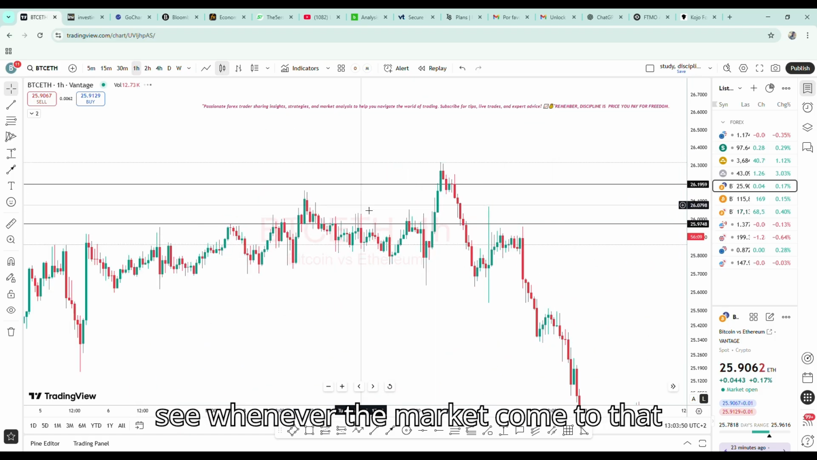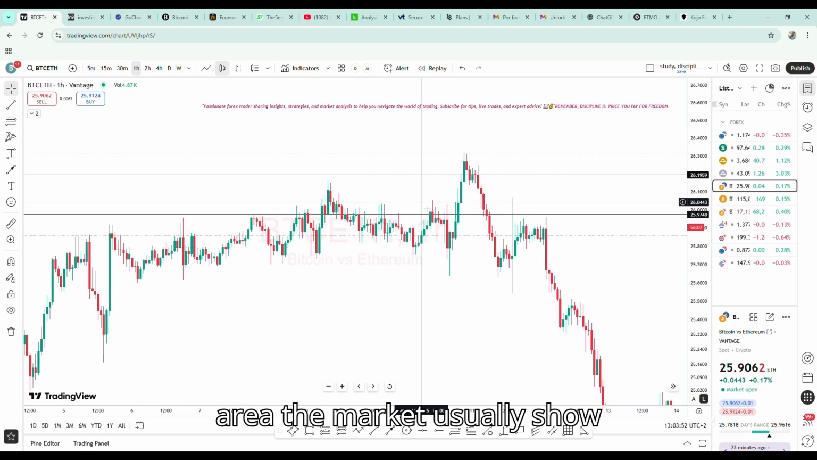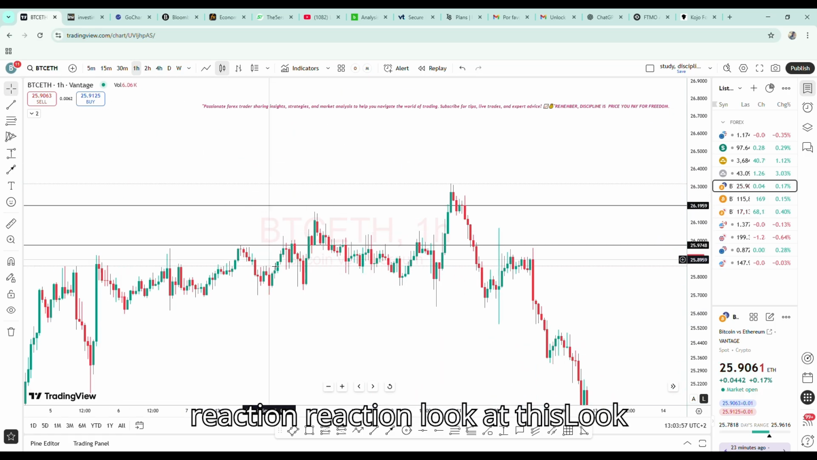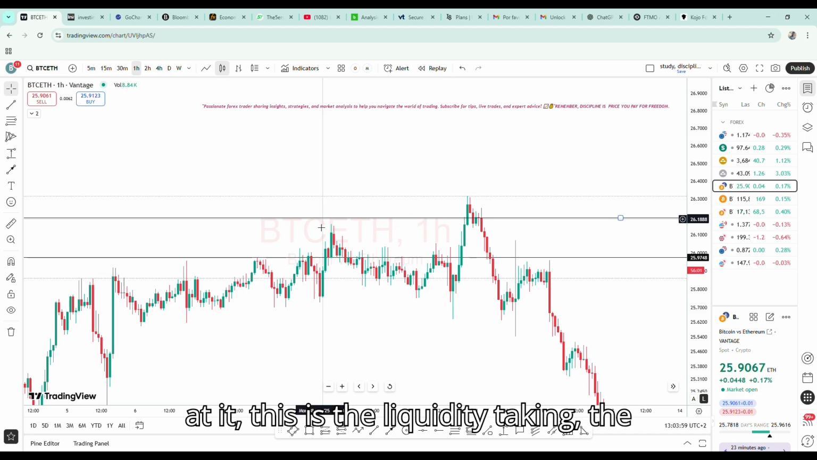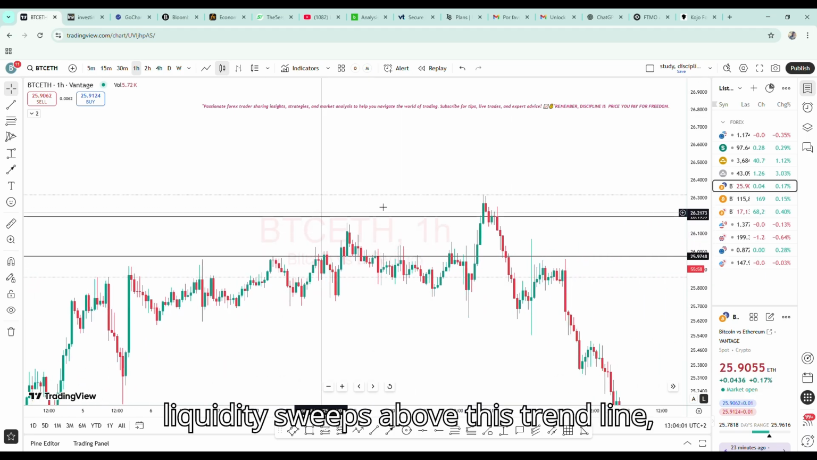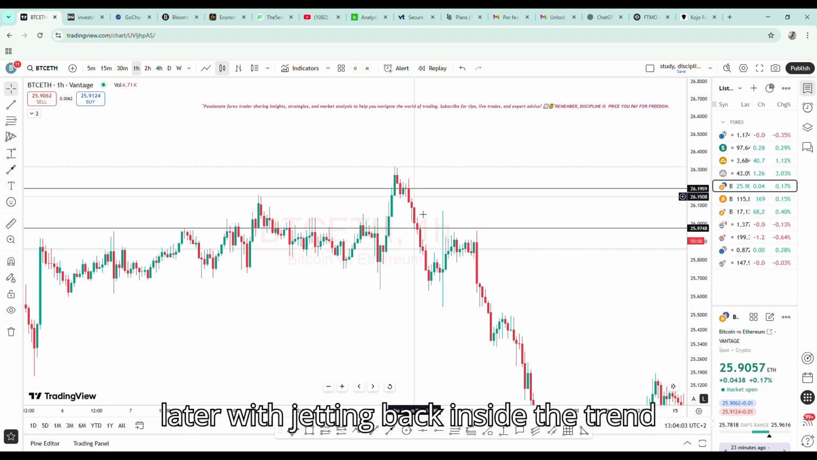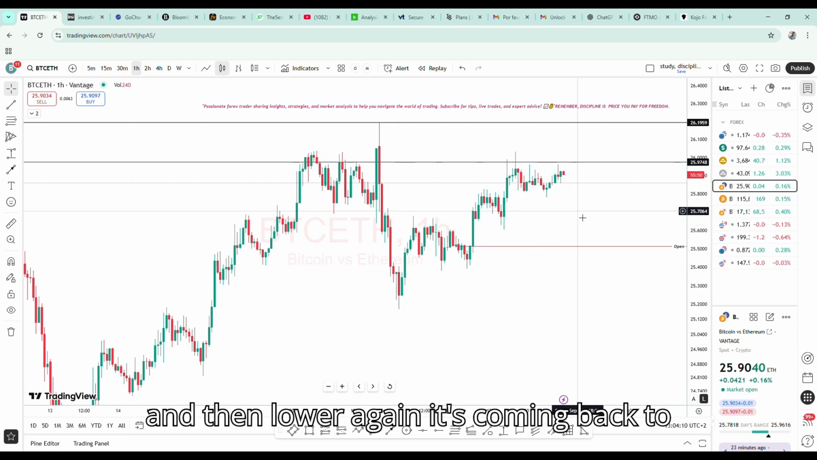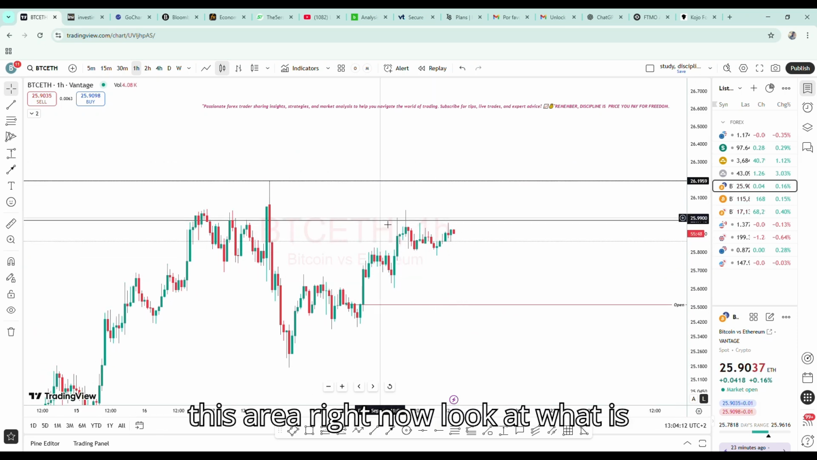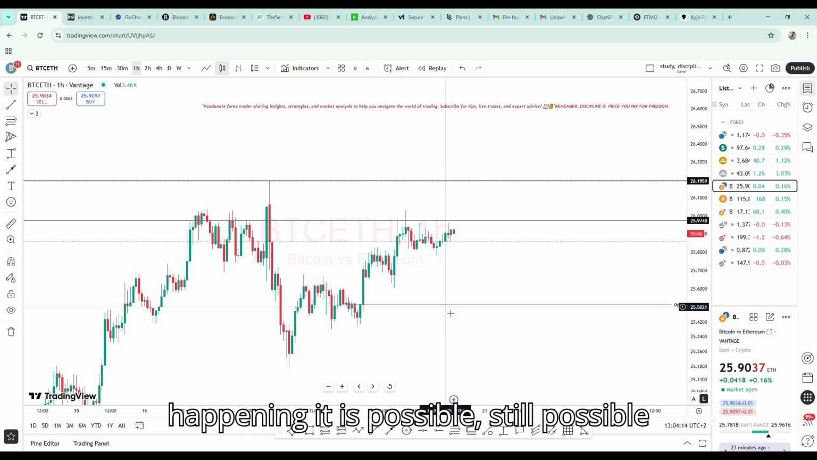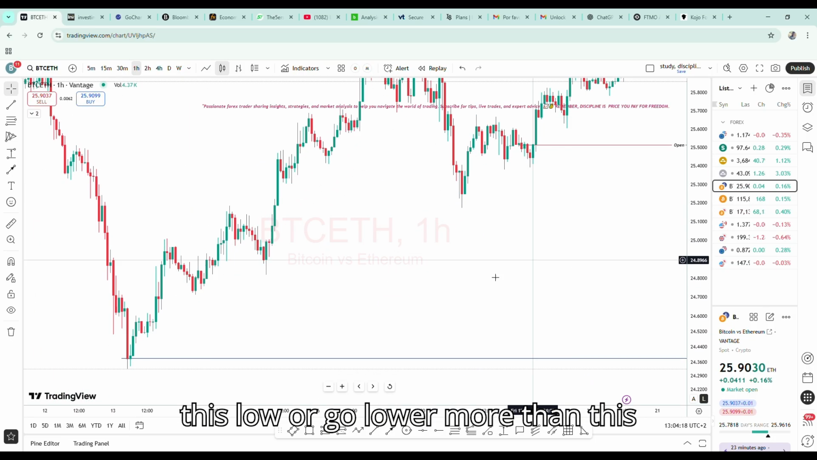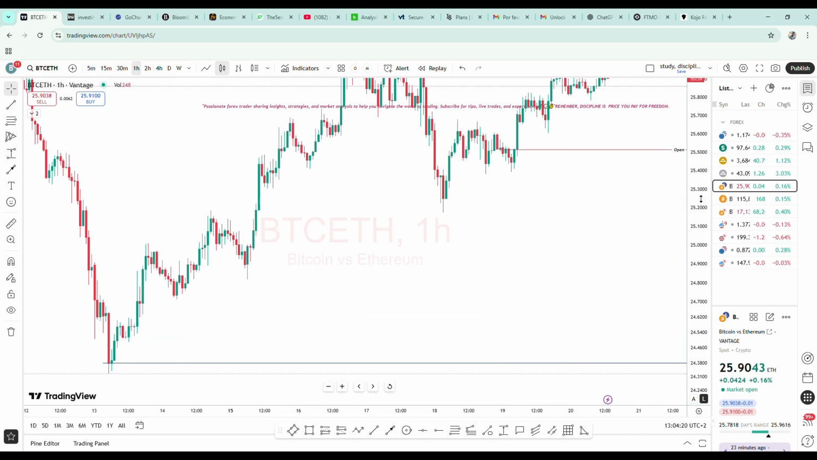Whenever the market comes to that area, the market usually shows a reaction. Look at this. This is liquidity taking, a liquidity sweep above this trend line. Liquidity sweep, and what happened later? Getting back inside the trend again. Another thing happened here. Come back and then lower again. It's coming back to this area right now. Look at what is happening. It is still possible for the reversal to happen, come back to this low or go lower than this.